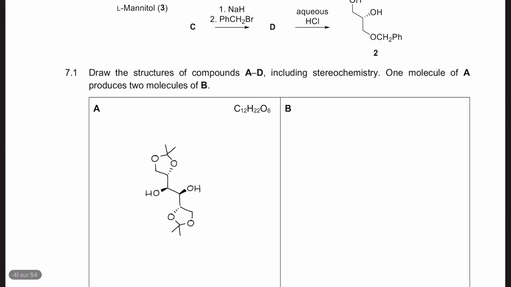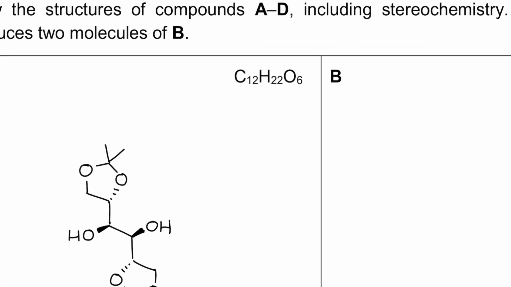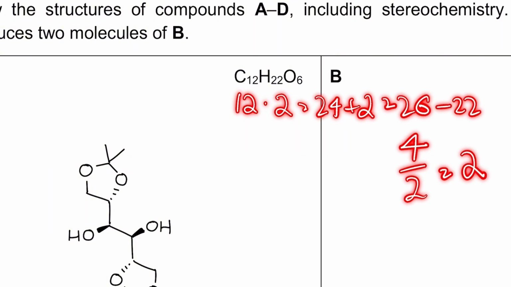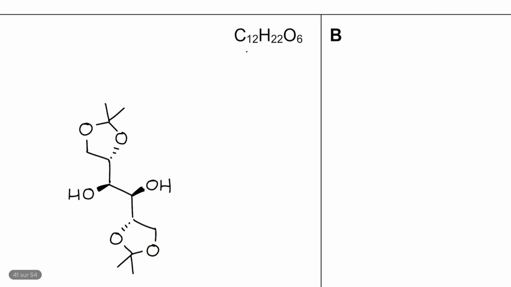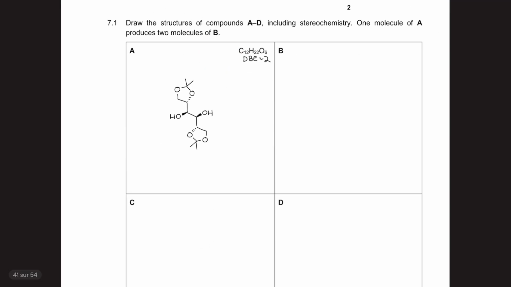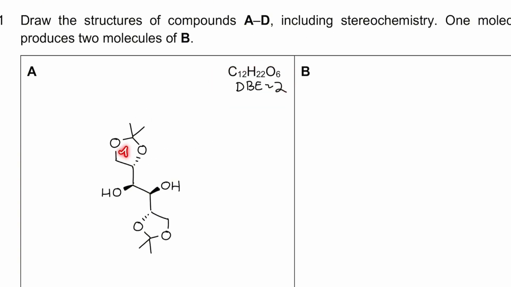Great. And we can use the DBE to see if we're correct or not. So it's going to be 12 times 2, that's 24. 24 plus 2, that's 26. Minus 22, that's 4, right? Divided by 2, that's 2. So from the DBE equals 2, we can say that there must be only 2 acetones used to form an acetal. Because there's only 2 DBE, and that fits 1, 2.